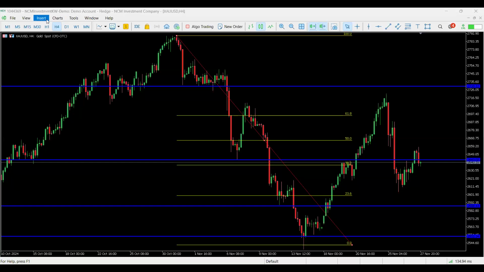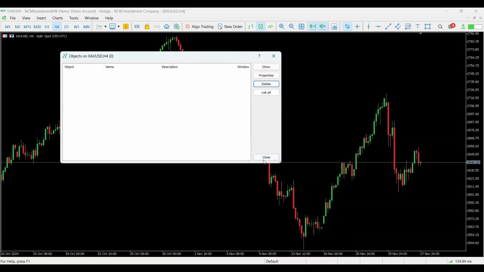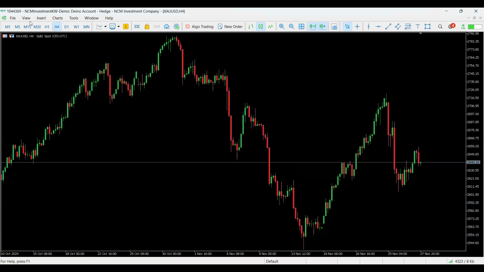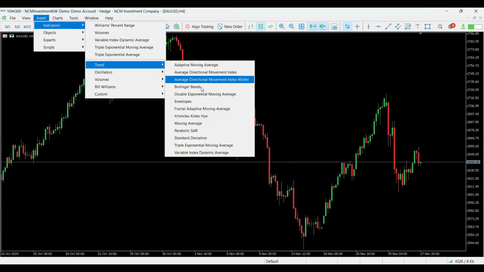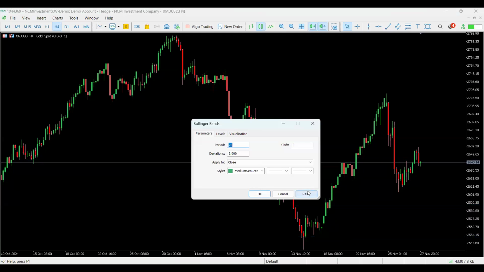Now I'm going to go to the technique. Then we will end the session and go to the question and answer session. So let's delete everything. This is the easiest one. You go to Insert, Indicators, Trend, then select Bollinger Bands. Keep the default settings. You can change the color however you wish. Just increase the thickness a bit and hit the OK button.